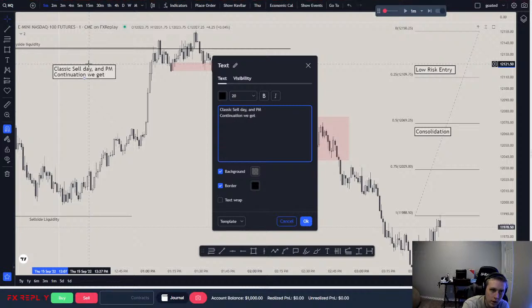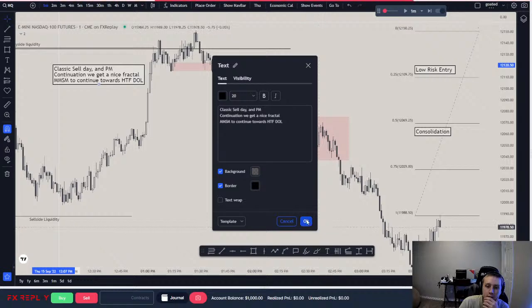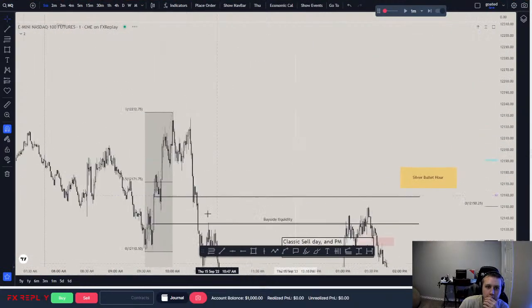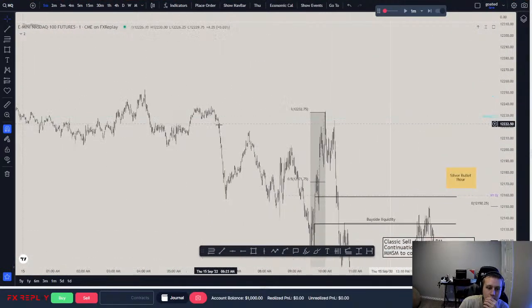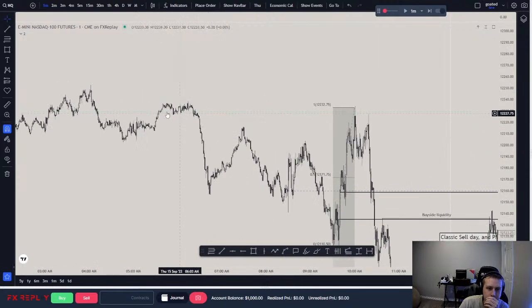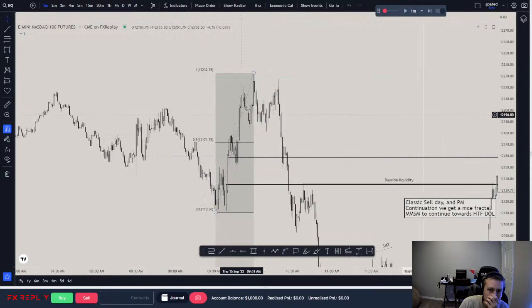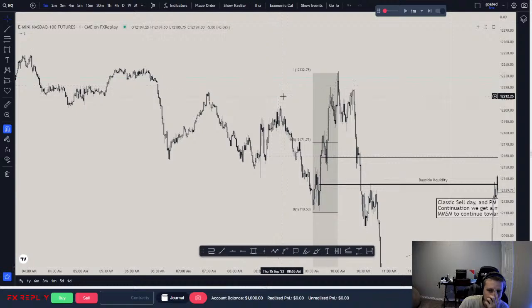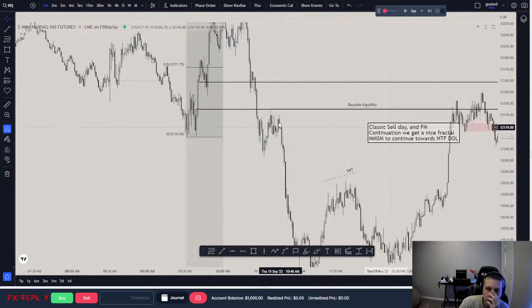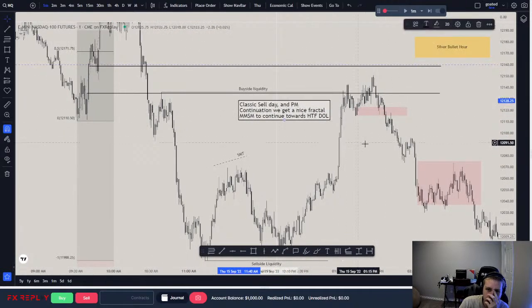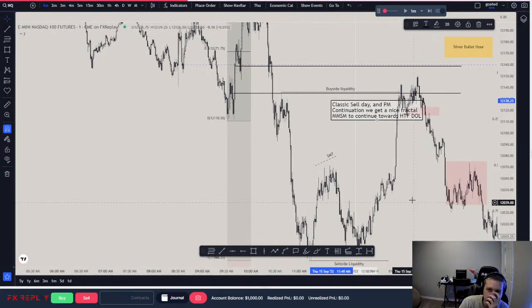We get a nice fractal sell model to continue towards higher time frame draw on liquidity. On classic sell days, so like London high day, and then possible New York challenge that high day. Sorry, New York continuation, and then PM continuation. We get a nice PM session market maker sell model.